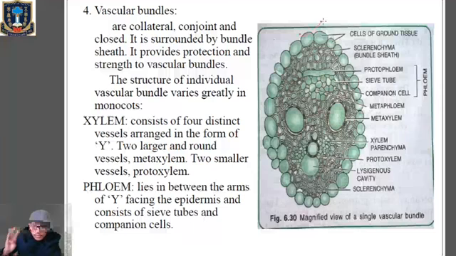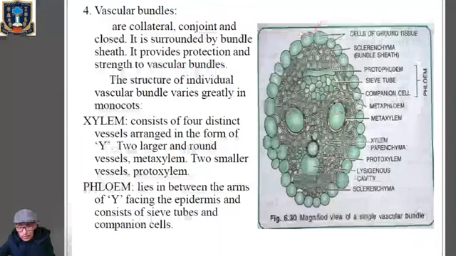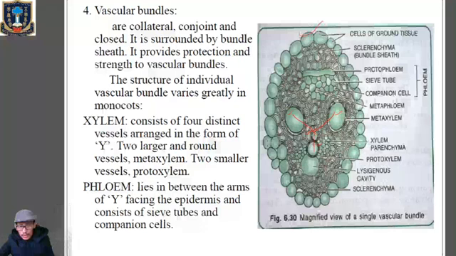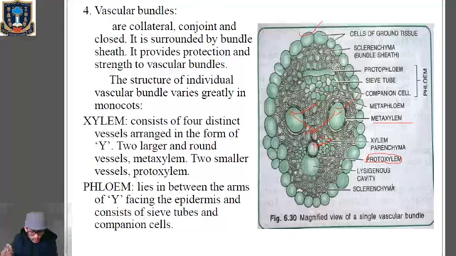Xylem consists of four distinct vessels which are arranged in the form of a Y. You can see over here these structures, four distinct vessels, 1, 2, 3, and 4. So it looks like the structure of a Y. Now there are two larger vessels, this one and this one, which are called the metaxylem, and there are two smaller vessels, these two, which are called the protoxylem. Okay, so two large vessels are called metaxylem and two small vessels are called protoxylem. Clear?